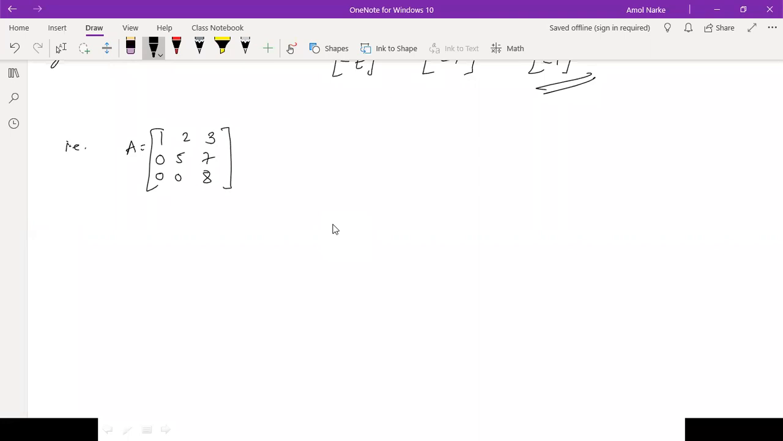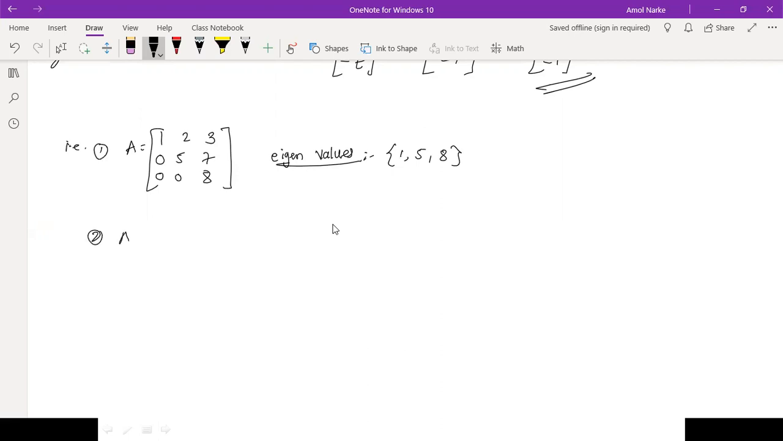So what are my eigenvalues here? Tell me what are my eigenvalues here? The main diagonal elements, that is nothing but 1, 5, and 8. These are directly my eigenvalues. Okay. Got it, everyone? Got it? Yes, sir. Okay.